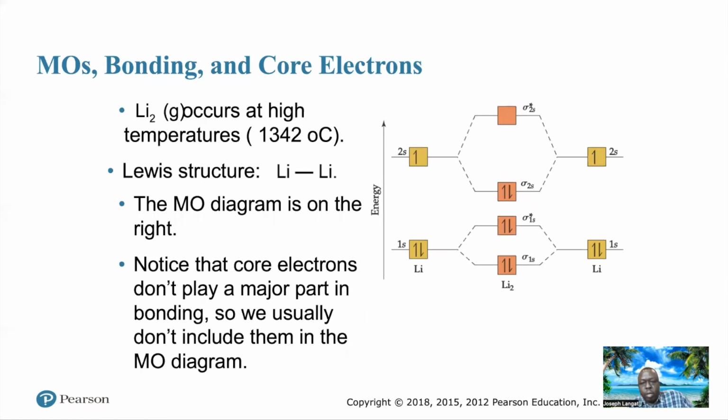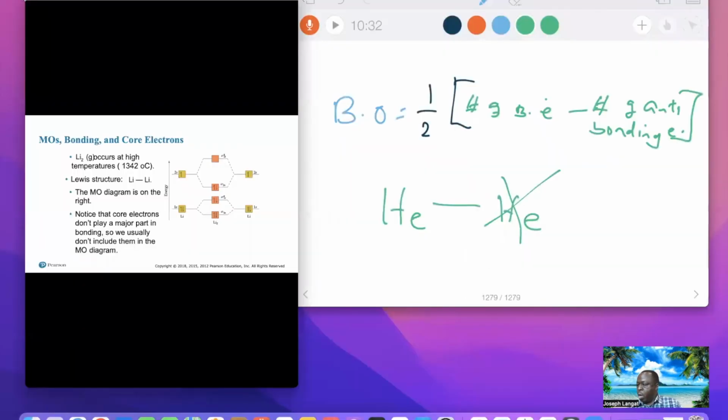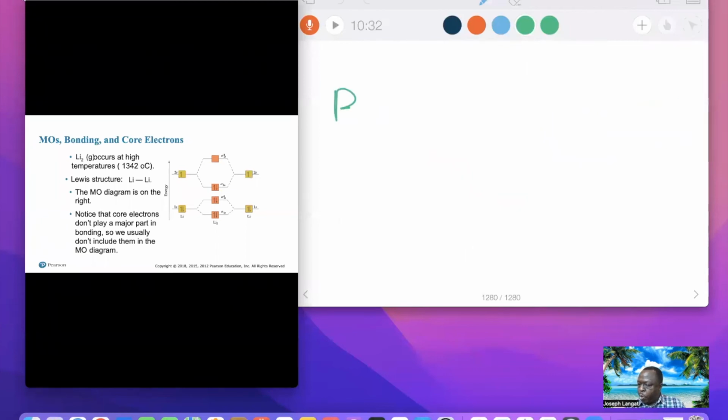So here is the molecular bonding for lithium, Li2, which has been proved to exist in the lab based on the bond order. This and this will cancel out. And if I want to find the bond order for Li2, it is going to be given by a half.